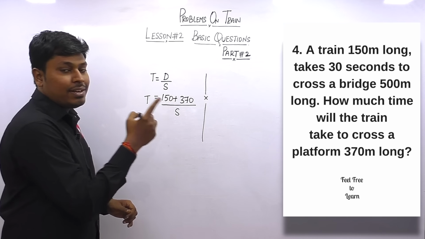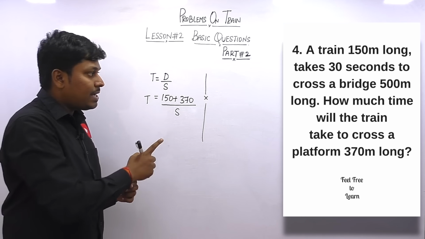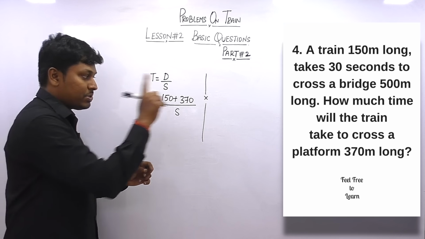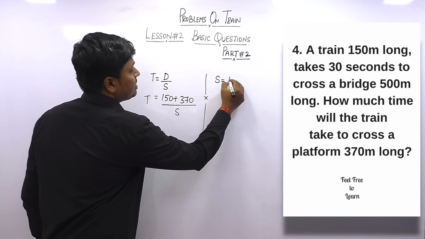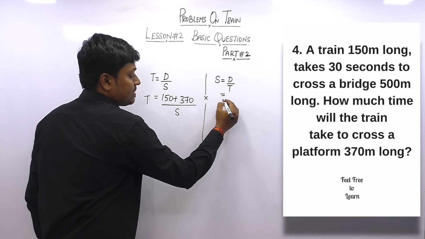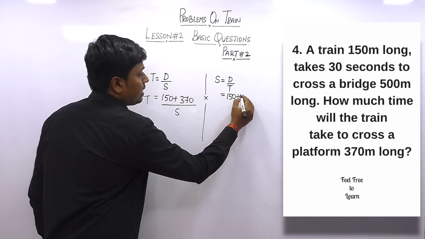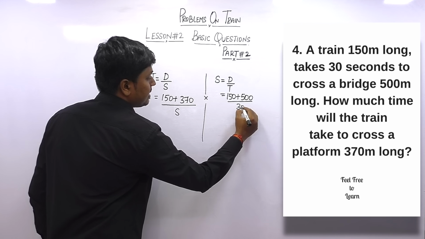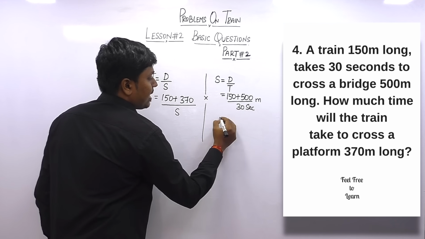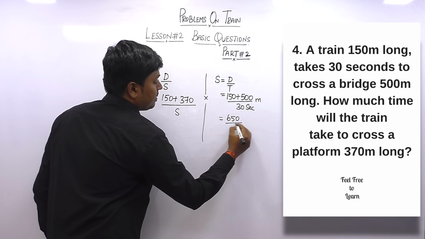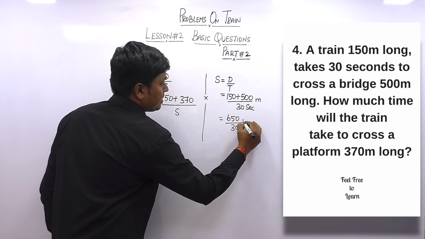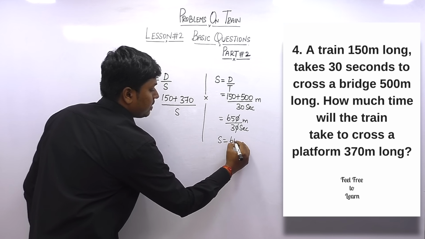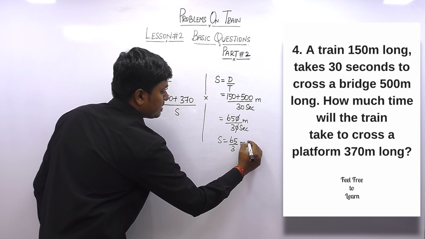What is the first data given? A train length is 150 meters and it crosses a bridge in 30 seconds where the bridge length is given as 500 meters. So by using this data, we can find speed is equal to distance by time. So the distance will be 150, the length of the train, plus the bridge length 500, divided by the time taken, 30 seconds. So we can directly say this as 650 divided by 30 seconds, which is meters per second. So we can cancel 0 and 0. So finally, the speed of the train will be 65 by 3 meters per second.